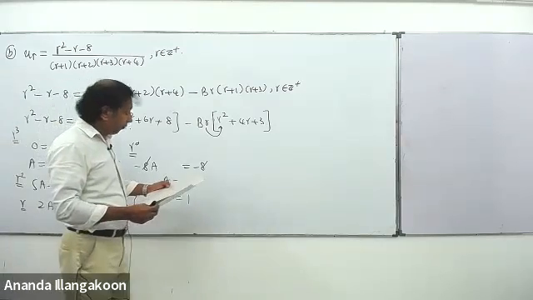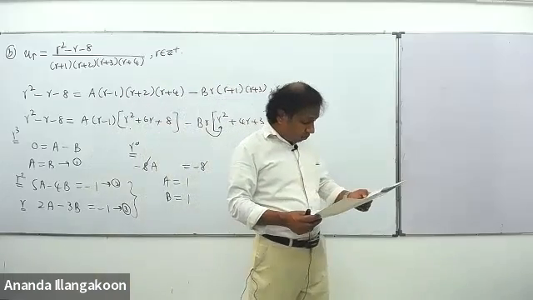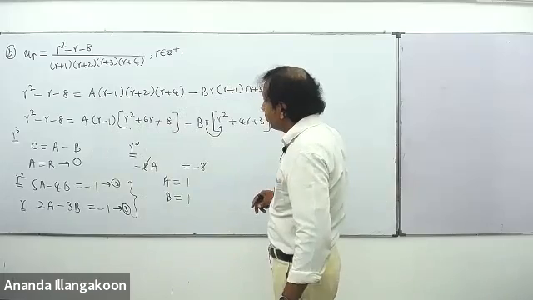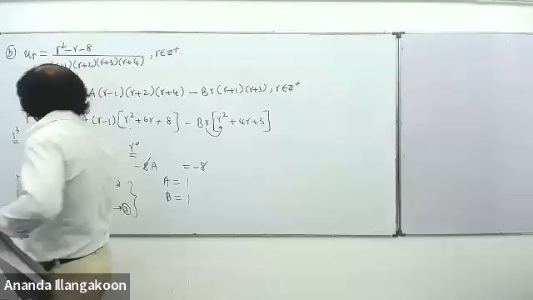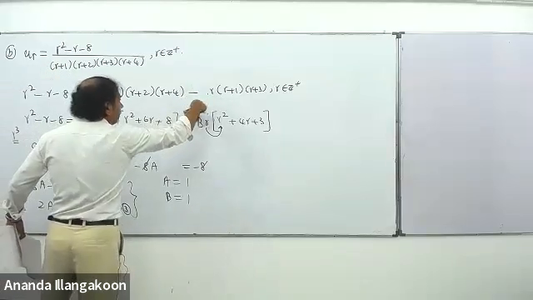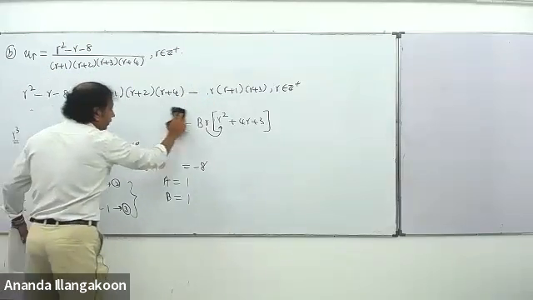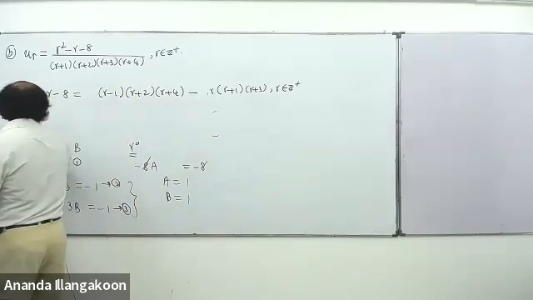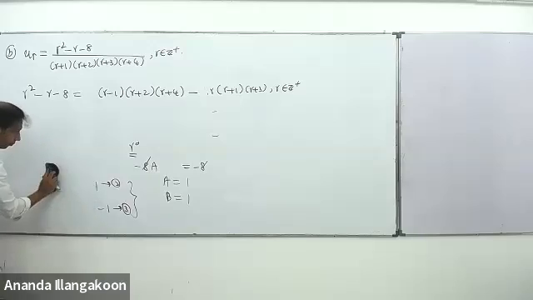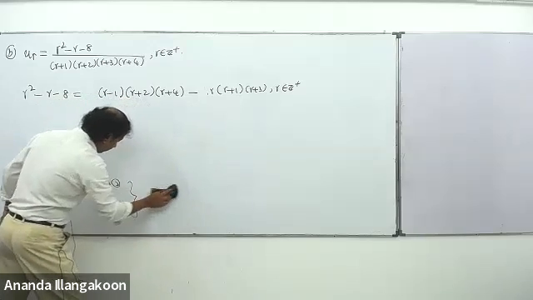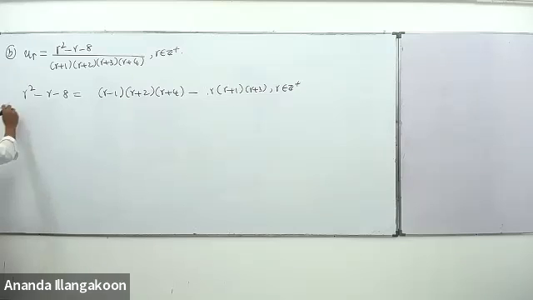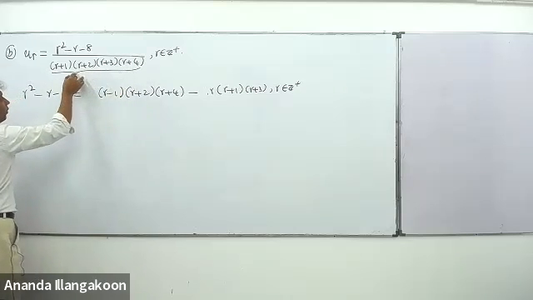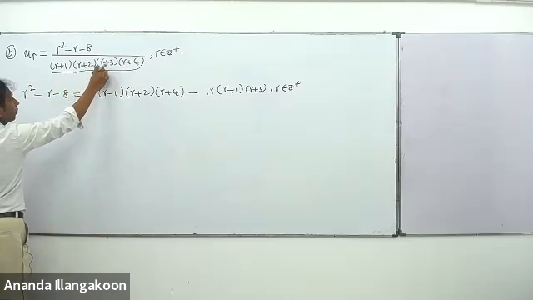Next one. Find FR such that UR equals this. Now what we do is this. We got A equals 1, B equals 1. Put those here and rewrite this, substituting. Now I divide both sides by the denominator of UR, which is R plus 1, R plus 2, R plus 3, R plus 4.